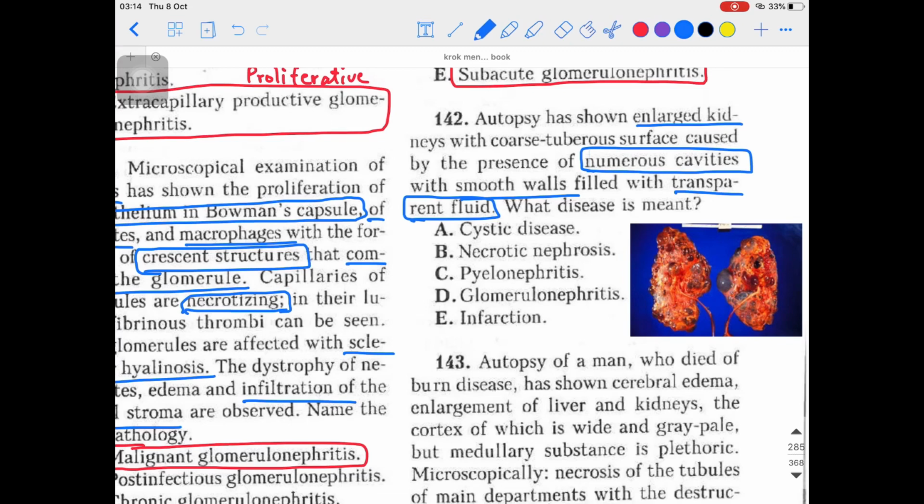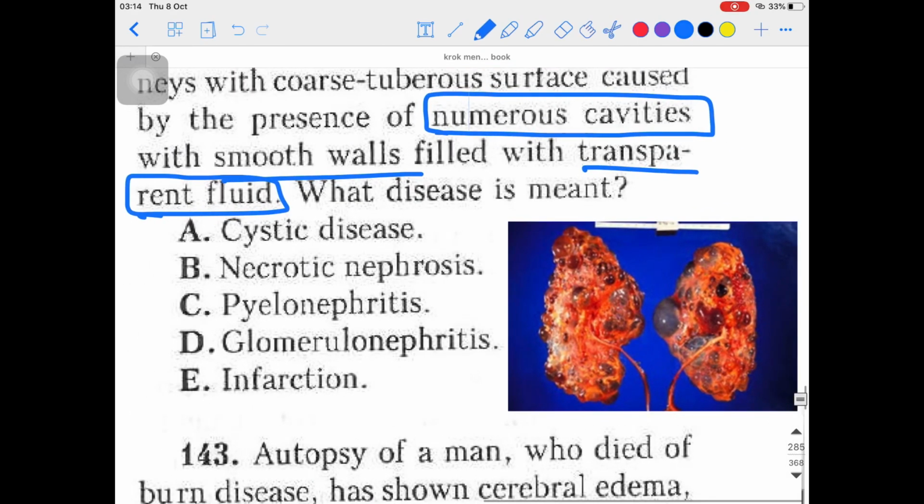Okay, and the full name is actually, this is the autosomal dominant condition, so we are calling that autosomal dominant polycystic kidney disease. In short, we are calling that ADPKD. ADPKD means autosomal dominant polycystic kidney disease.